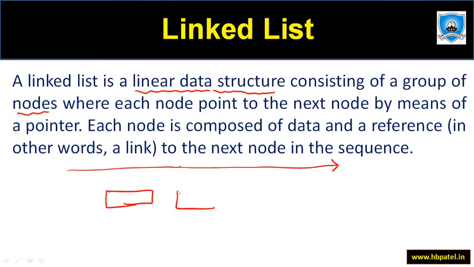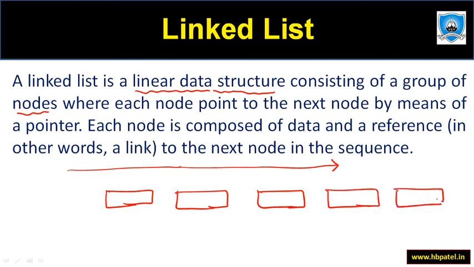Supposing these are all the nodes that I have in a particular linked list. I can have n number of nodes, no problem. So these are a group of nodes. In this case I have drawn 6 nodes, or you can have 60 nodes, or you can have 6,000 nodes. So group of nodes, that's the second thing. Now each node points to the next node.